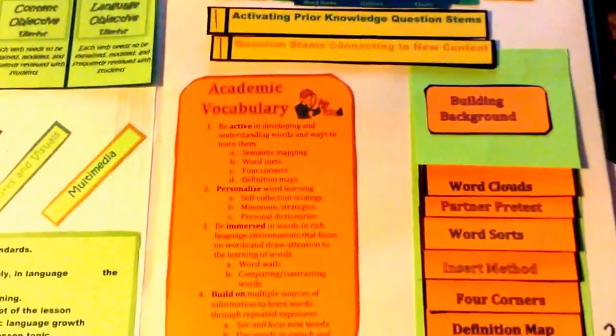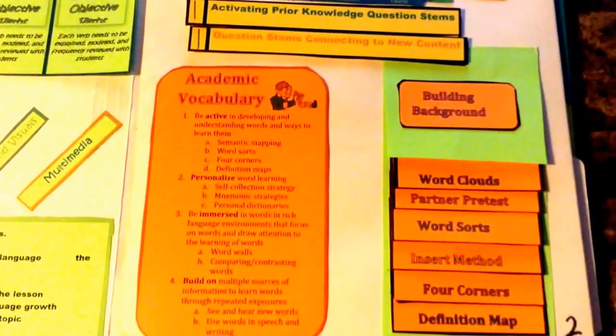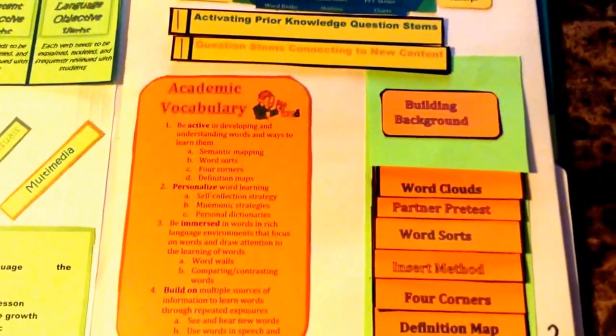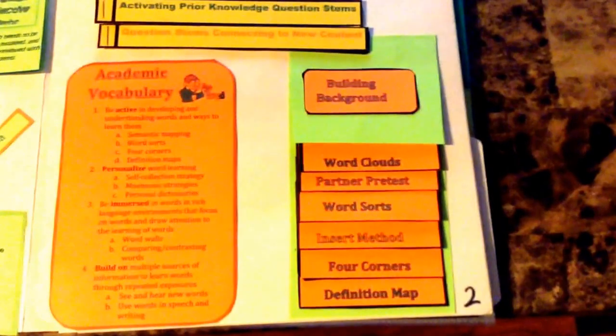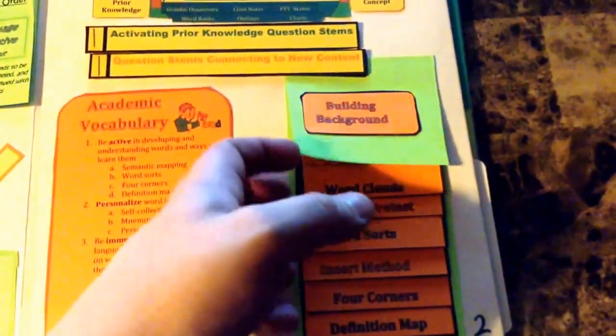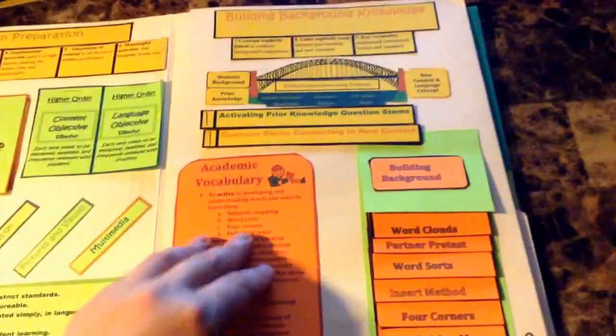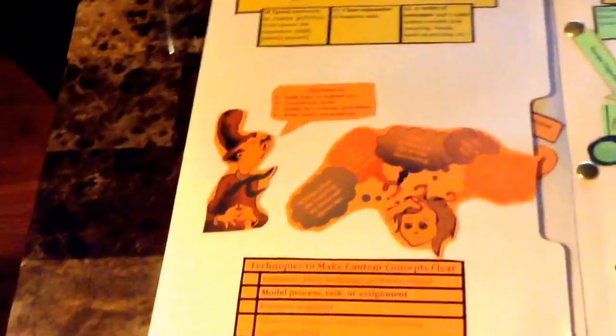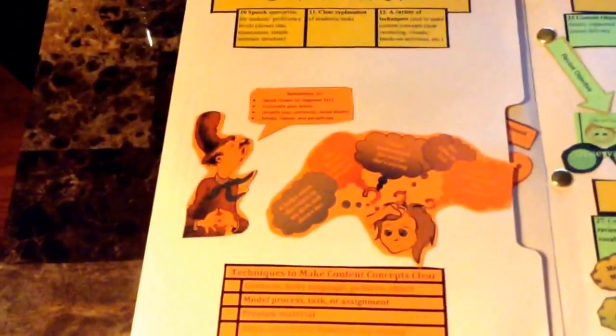And then, of course, we have our academic vocabulary and building our background. And the building background, this booklet will show us our strategies that we can use. Going from page 2 to 3, we must turn our booklet. And this is our comprehensive input.